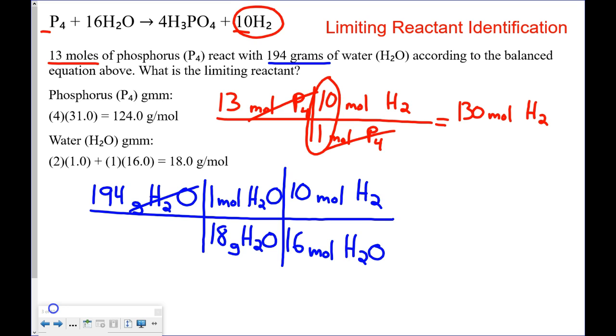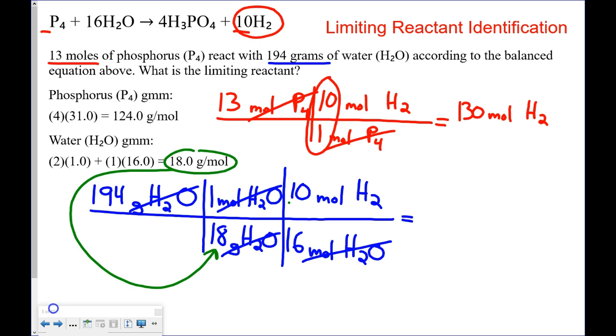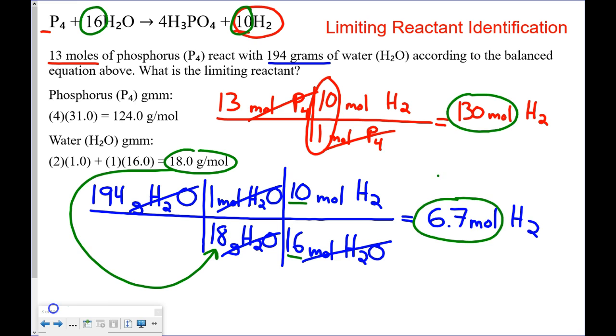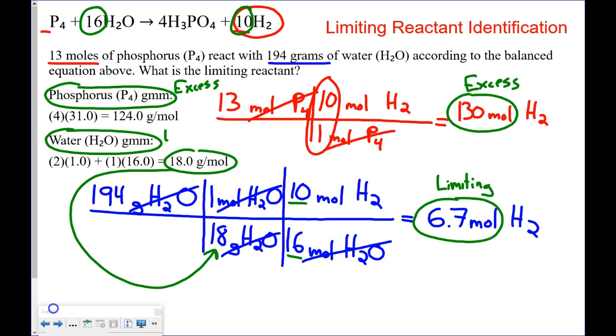Once I've got that, all of these are going to cancel out, leaving me with only moles of hydrogen gas. That's going to work out to be, by the way, that 18 came from the molecular mass right there, and the 10 to 16 came from those coefficients. End result, 6.7 moles of hydrogen gas. Obviously way less. This means that my water is going to be my limiting reactant, and my phosphorus is going to be my excess reactant. I'm going to have a lot of that left over, but I run out of water.